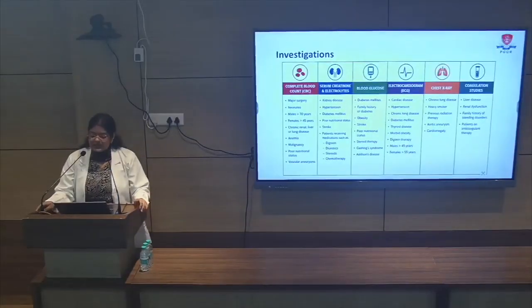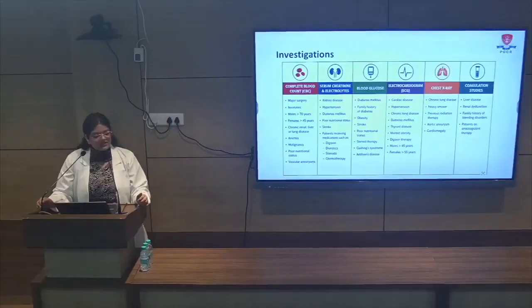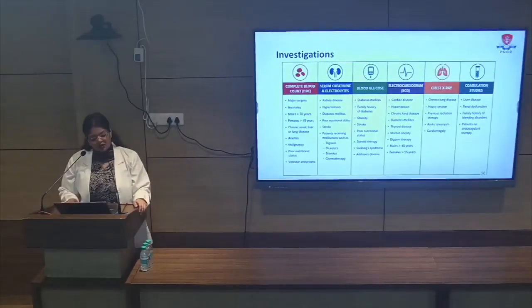Routine investigations are done for the patient preoperatively for a baseline biochemical status. Any derangement from the normal needs further investigation and referral to specific departments for optimization.